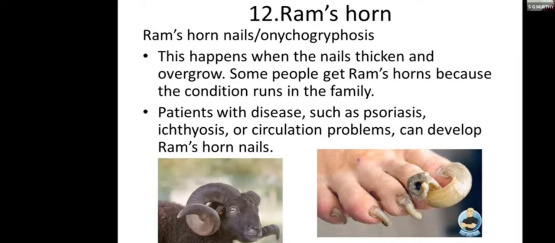This happens when the nail thickens and overgrows. You know, you can see the nail which is over thickening. Fatafat grow hota hai, and it curves and everything, and it becomes like a horn. So it's called ram's horn. In which condition does it happen? It happens in psoriasis, ichthyosis. Ichthyosis is a dry skin and circulatory problem.